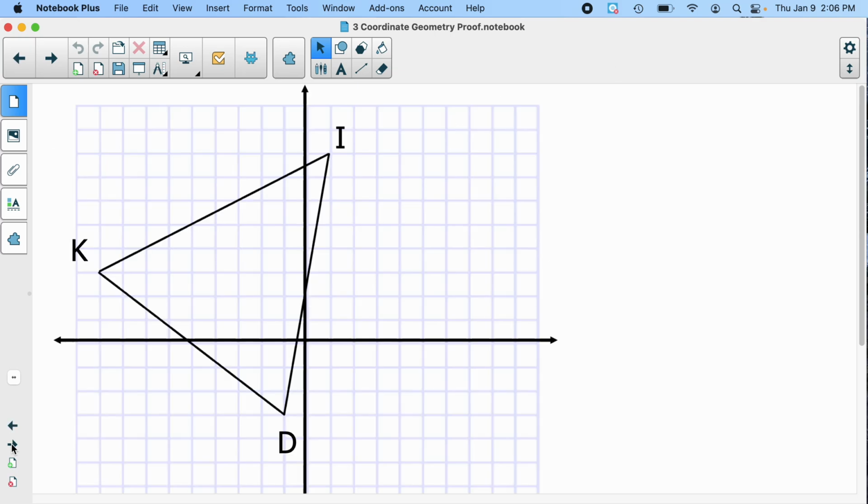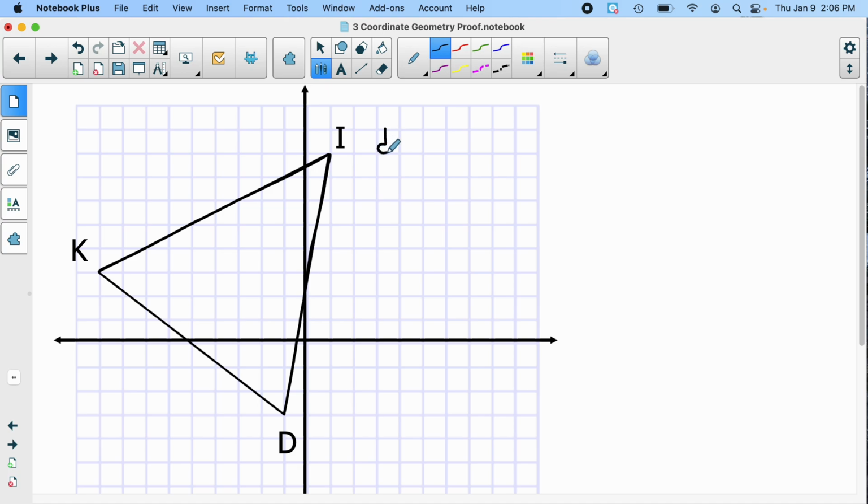Okay, so now we graph this triangle. And as we're looking at it, it kind of looks to me like side KI and side KD, I'm sorry, KI and ID. These two sides here look like KI and ID are the equal sides. So I'm going to do those distances and show that they're the same.